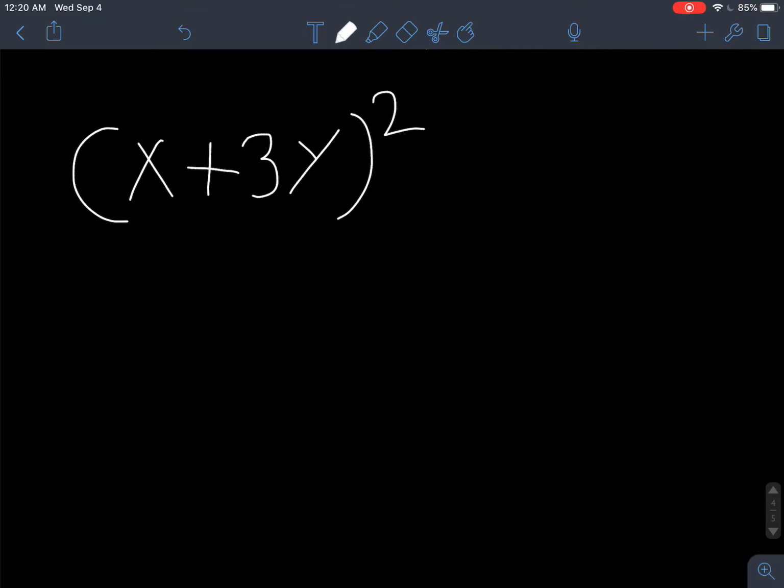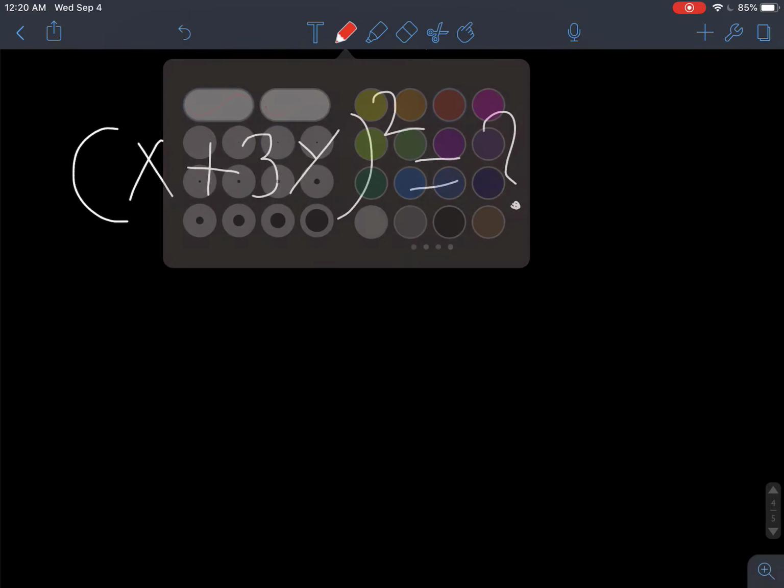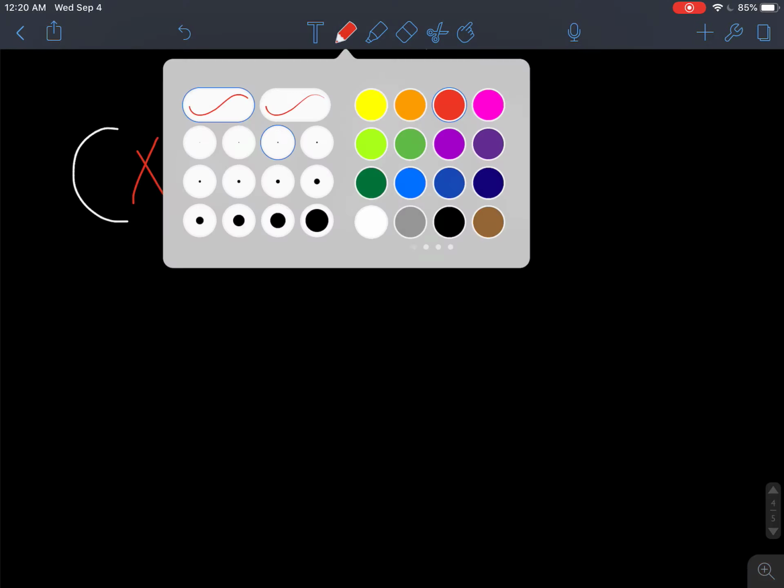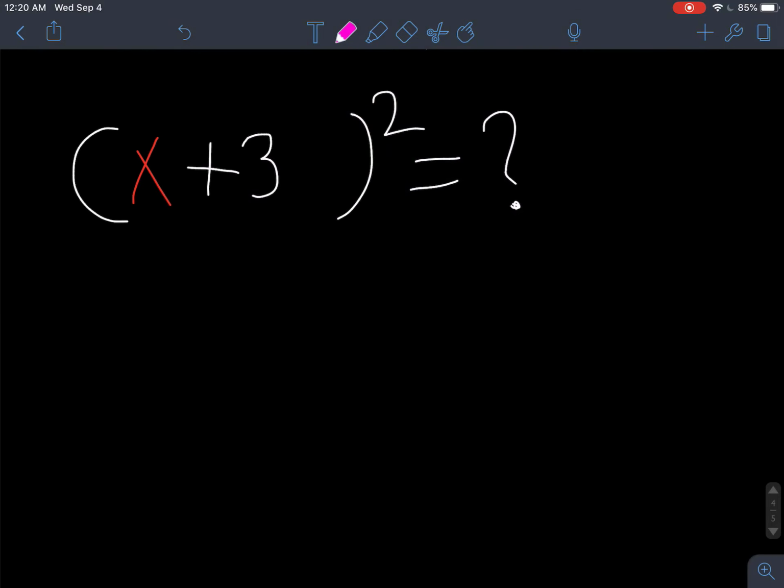Okay. X plus 3y squared is equal to something that we don't know what it is, right? Let's replace x and let's use purple for y or whatever. Pink. So x is 3 and y is -4.